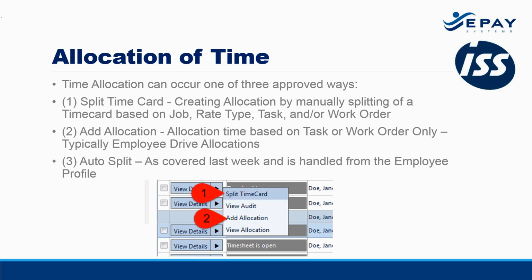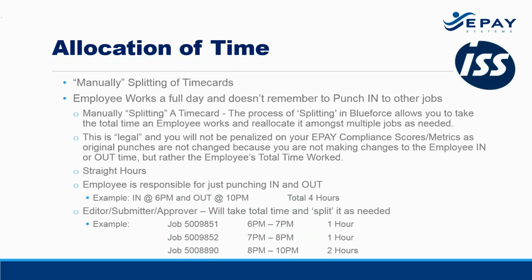So the first one real quick would be manually splitting time cards. Just a refresher for those that already do this, and many of you already do, this is a function that we stress everybody use. Instead of messing with the employee's time, deleting it and re-entering it manually, creating all these anomalies that are going to be bad for your ePay compliance scoring, manually splitting time cards is the way to go.